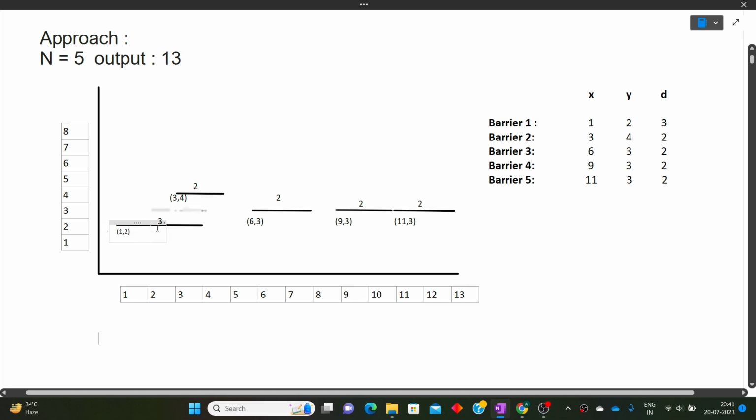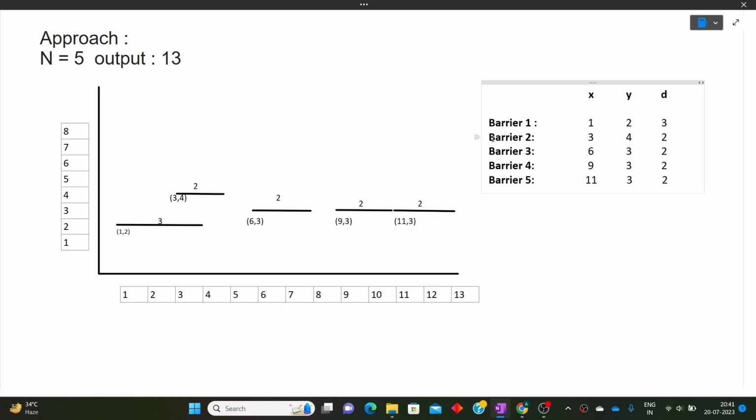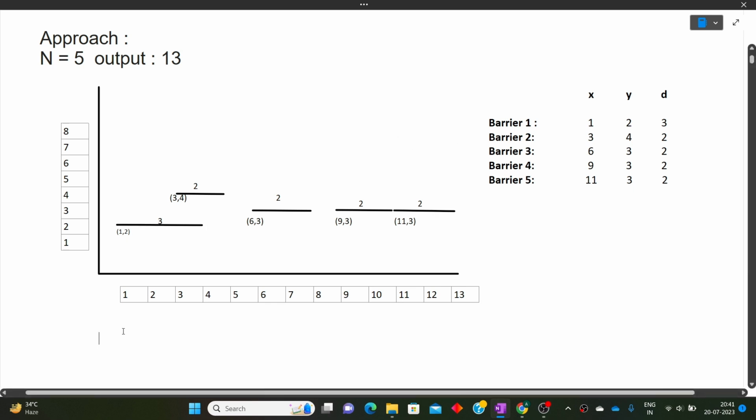For every barrier, we will have to find the starting X point and the ending X point. There are 5 barriers, so we will have to find 5 starting points and ending points. For the first barrier, what is the starting X point? Starting X point is given to us in the barrier information only, that is 1. Now we have to find the ending point of this barrier. It is starting from 1 and it is stretched in the X direction with the length 3. So it will be 1 plus 3.